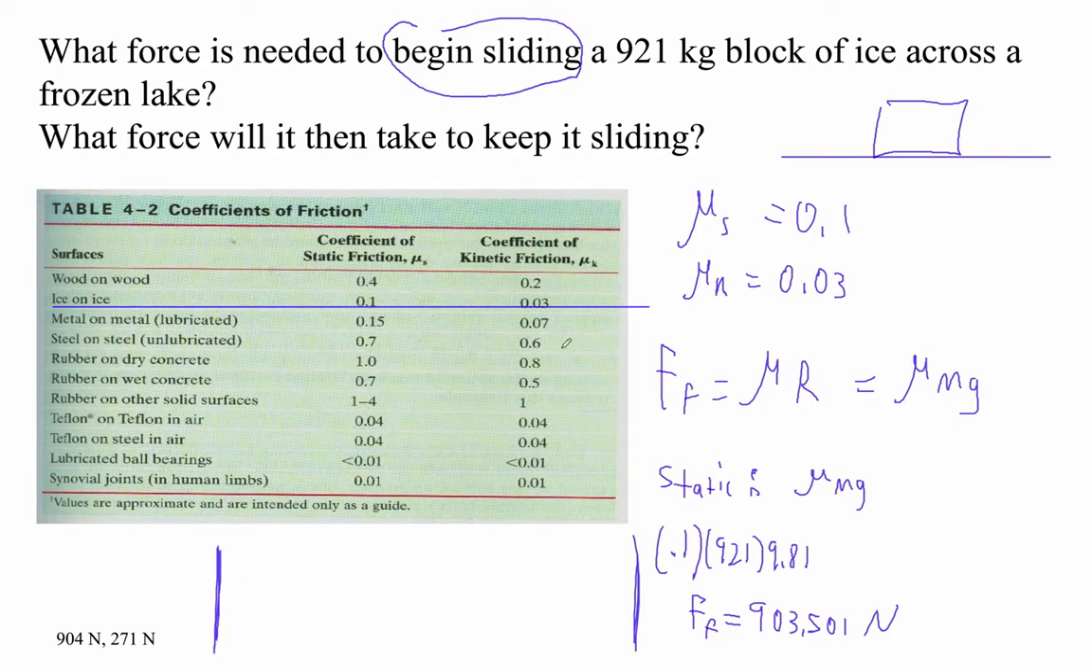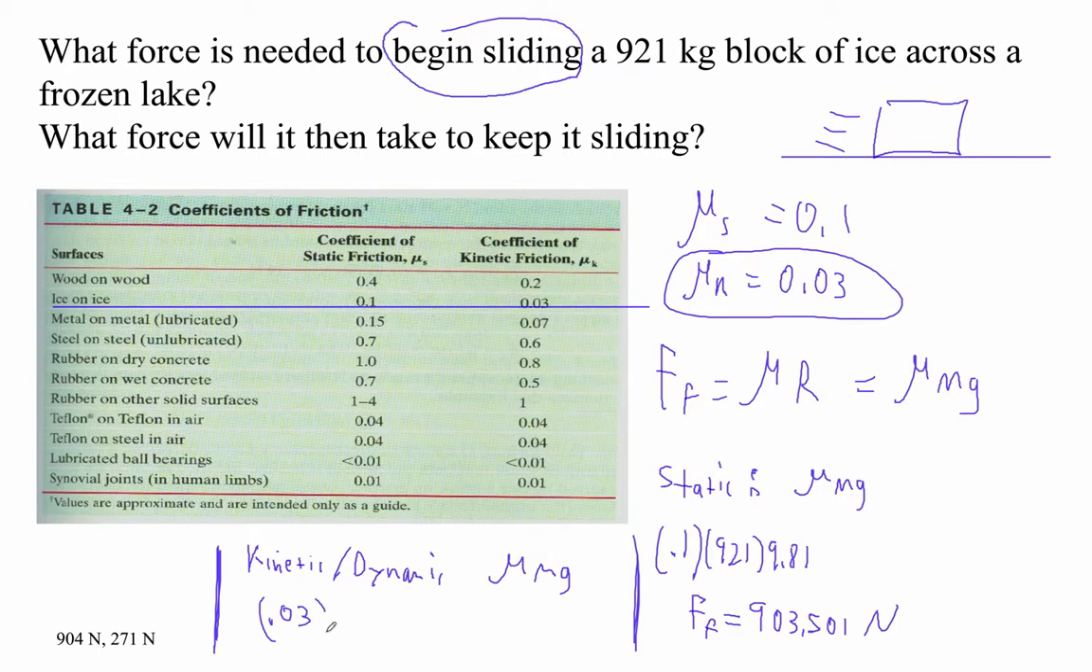Once it's sliding, once it's moving, right? Now our force of friction is going to be, we'll use this coefficient, right? Okay, so the kinetic friction, or dynamic as IB likes to call it, is mu times m times g, right? And the mu is 0.03 times, what's our mass? 921 times 9.81.